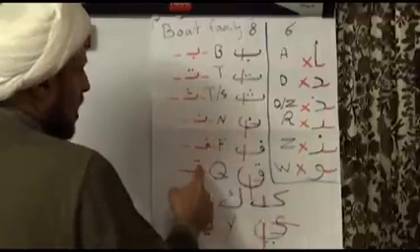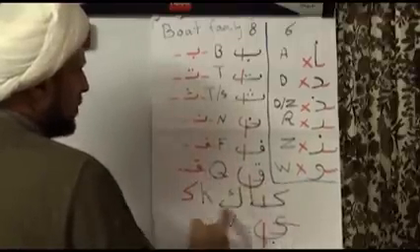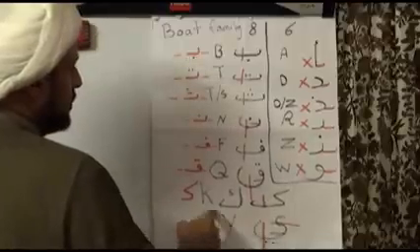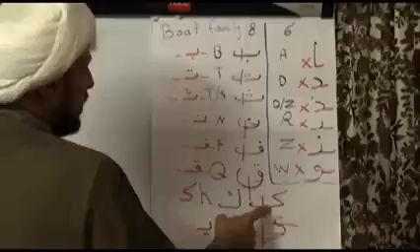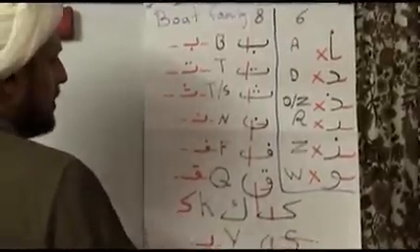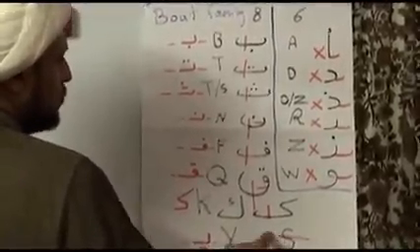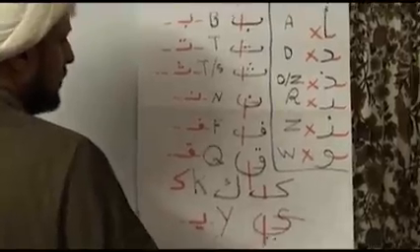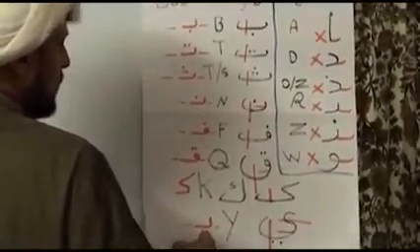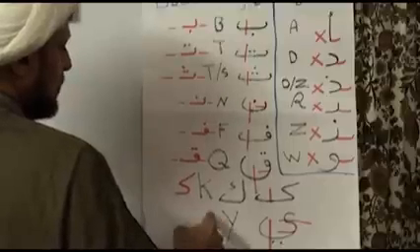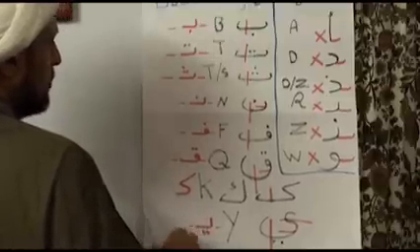Then Qaf, we have to cut the tail and stretch it. And Kaf, cut the tail. Kaf, at the end, is written like this. In the beginning and in the middle, it's written like this. And then Ya, we said it's like a duck. So we cut the head, we cut the tail, and we stretch the stomach of the duck, or the thorax of the duck. So this is like the Ya. The Ya becomes like that.